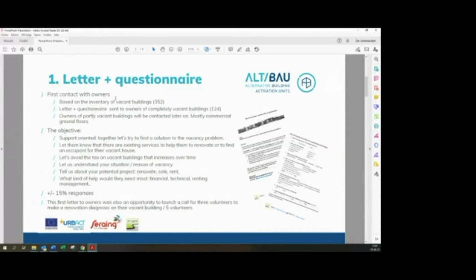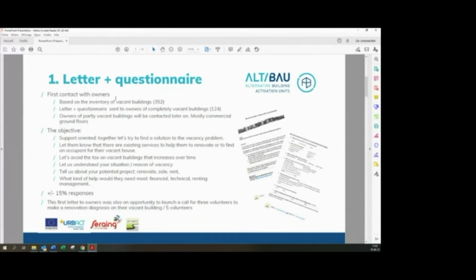because we also have partly vacant buildings, which are mostly vacant commercial ground floors. With the shops and the shop owners, the situation is different and the contact is different. So we will contact them later on. We first started with the vacant buildings. So we sent this letter and a questionnaire.